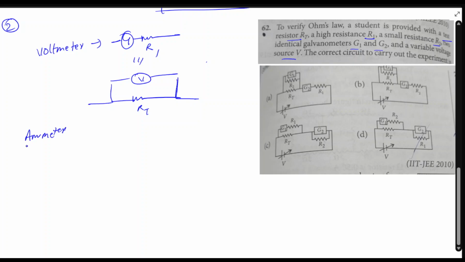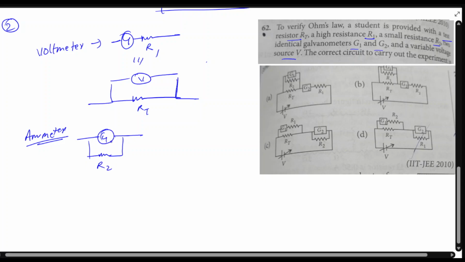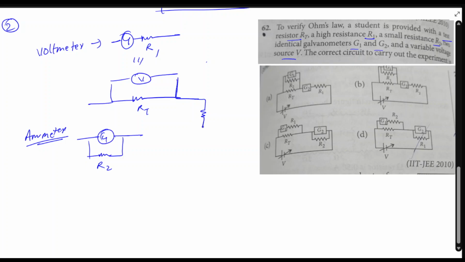Okay. So how will we make the ammeter? We'll take a galvanometer and connect a very small resistance in parallel to it, right? So this was R2 and we will connect this in series. So this will be like this. So this is our ammeter, right? So we'll just connect like this. So this is our R2. Okay. So we have to find this type of circuit and the voltmeter is this.